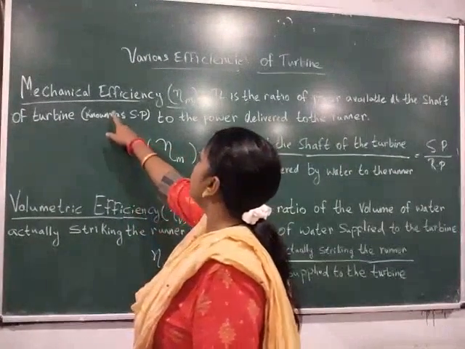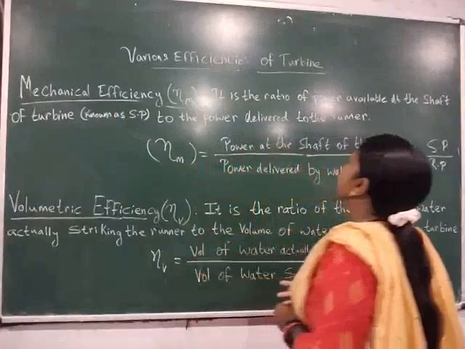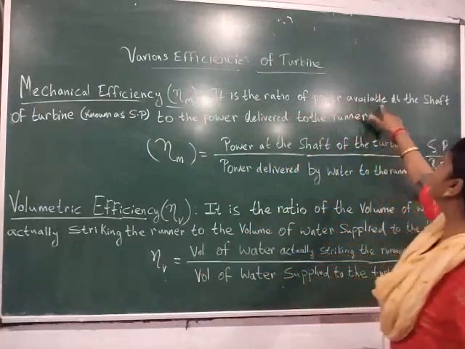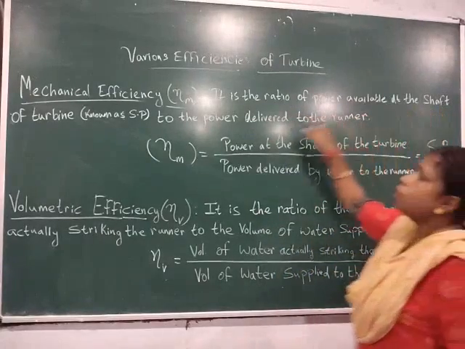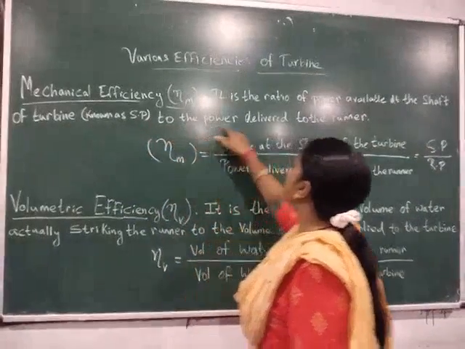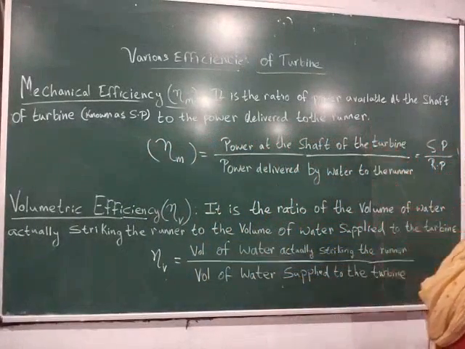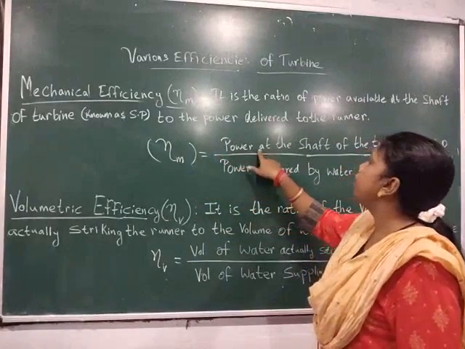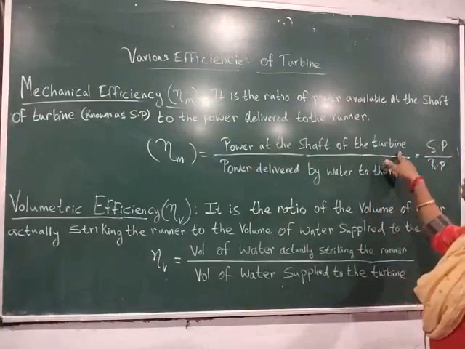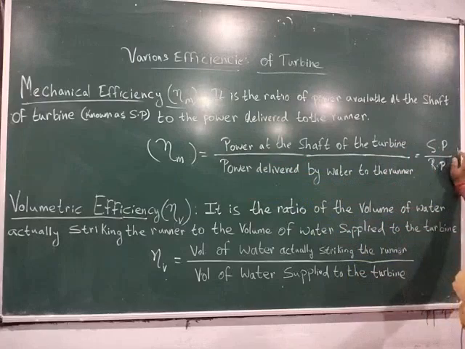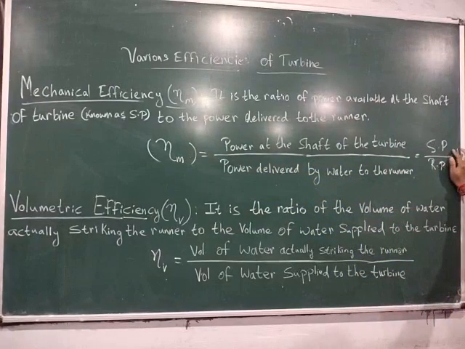Next is your mechanical efficiency. So what is mechanical efficiency? It is the ratio of power available at the shaft of the turbine, also known as shaft power, to the power delivered by water to the runner. So mechanical efficiency is nothing but your shaft power divided by runner power.